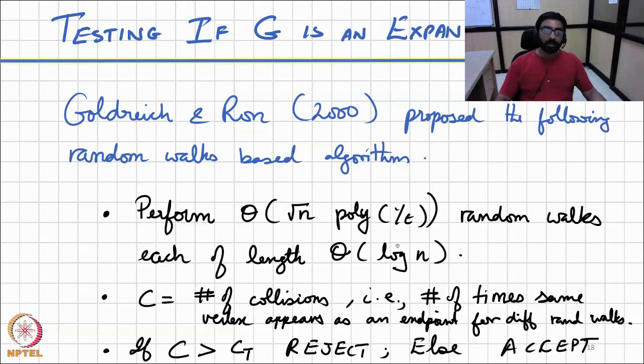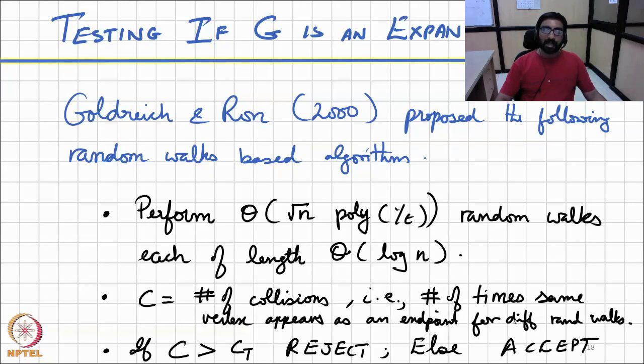Remember, this Theta of log n means that if the graph is a good expander, these random walks are going to completely mix, which means that their distribution is going to be very close to the stationary distribution. And now, after all of these random walks have walked this distance, you count the number of collisions.